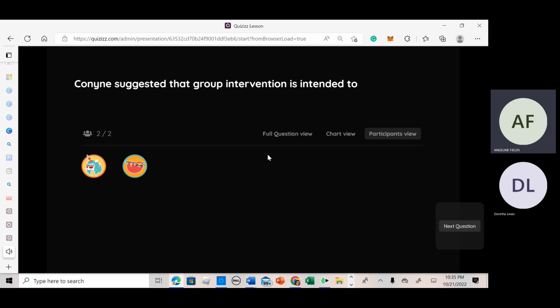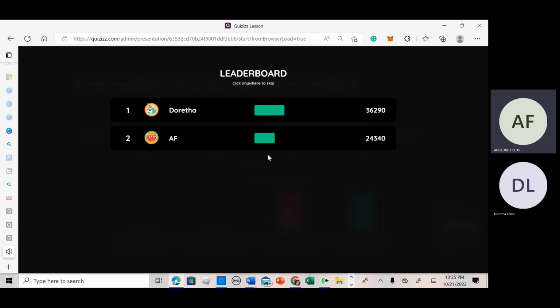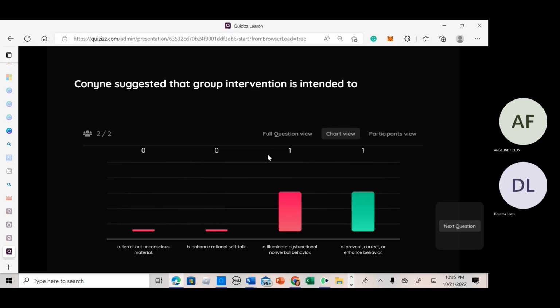So, Conyne suggested that group intervention is intended to prevent, correct, and enhance behavior. I'm trying to find the definition. I feel like somehow some of my stuff got mixed up. Oh, here it goes. Conyne's group work grid model includes four intervention levels: individual, interpersonal, organization, and community population. The intervention can be correction oriented or enhancement oriented for either personal or task functions.